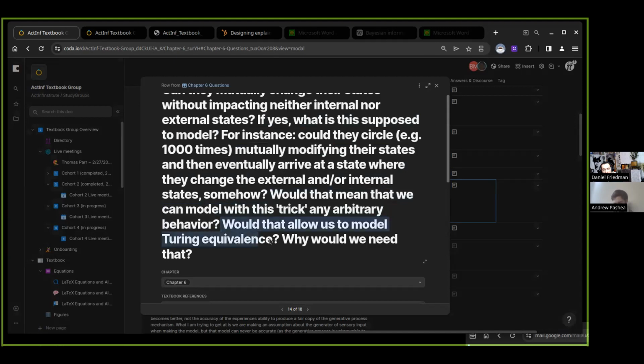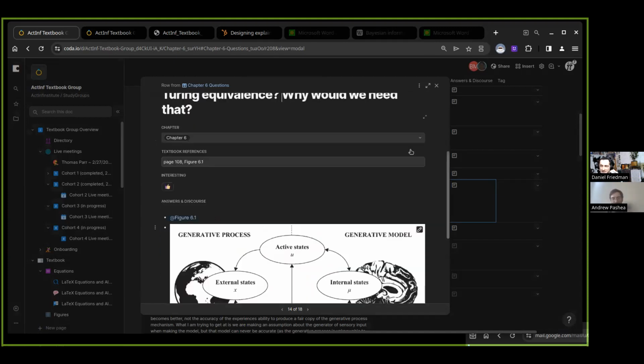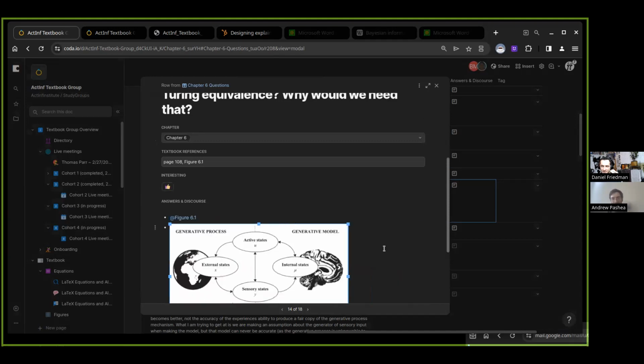Would that allow us to model Turing equivalence? I'm not sure. If there's an understanding of what formally demonstrates Turing equivalence, then I believe it's possible. I think a Turing architecture, as far as I understand it, abstracted from the von Neumann architecture, is basically just saying you can do a Turing tape. So I don't see why not. Why would we need that? 512K ought to be enough for anyone, right? I don't know why we need it. We expect it.